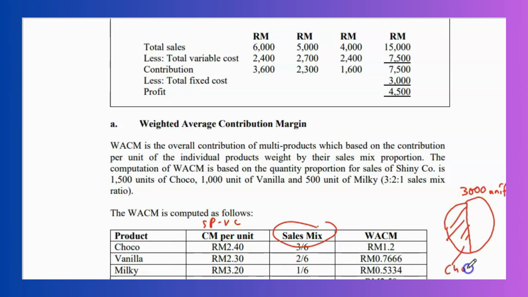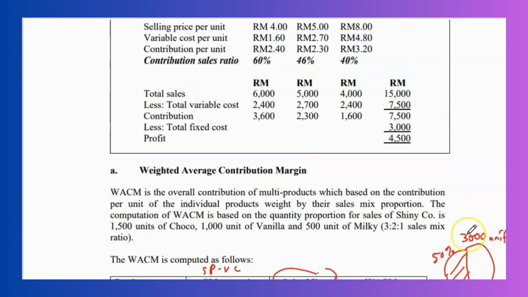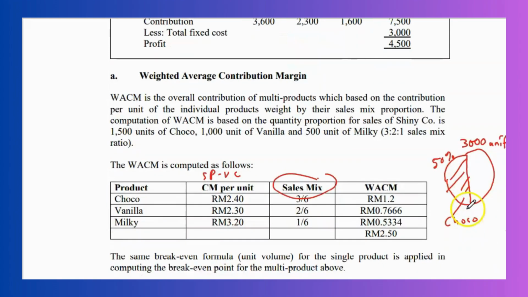Okay, so half the sales comes from cocoa. Half means 50%. In this case, the total sales of cocoa is 1,500, so 1,500 over 3,000 is equivalent to 1 over 2 or 3 over 6. To make it simple, we can use 1 over 2, which is equivalent to 3 over 6.